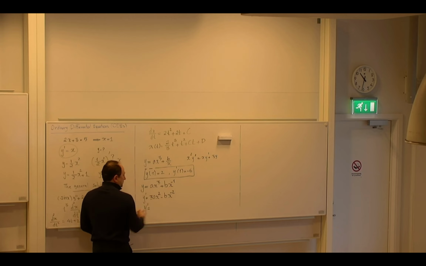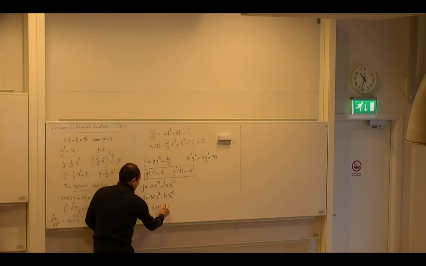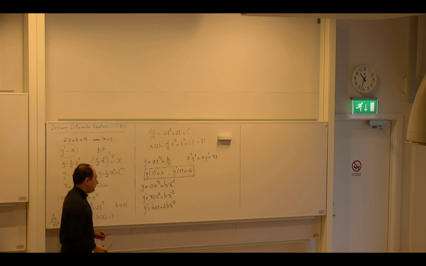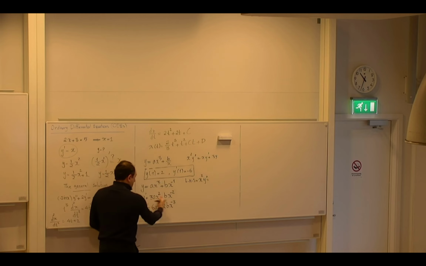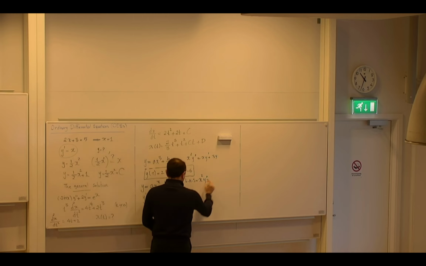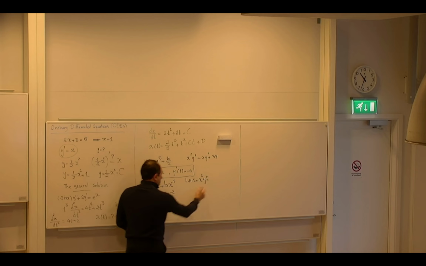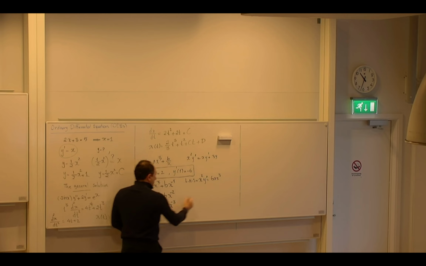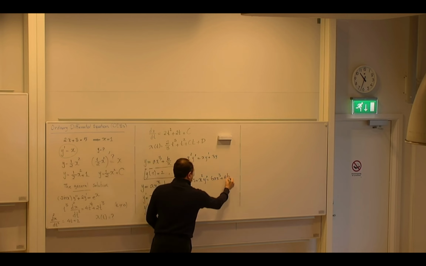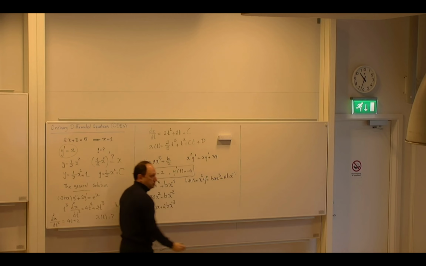Otherwise, you have to use the quotient rule twice. So this becomes 6ax, and then it becomes 2bx to the power 1 unit less. Okay, so now I calculate the left-hand side, for example. The left-hand side is x squared y double prime. This is my y double prime. I multiply it by x squared. If I multiply this by x squared, it becomes 6ax cubed plus 2bx to the power minus 1. So this is my left-hand side.